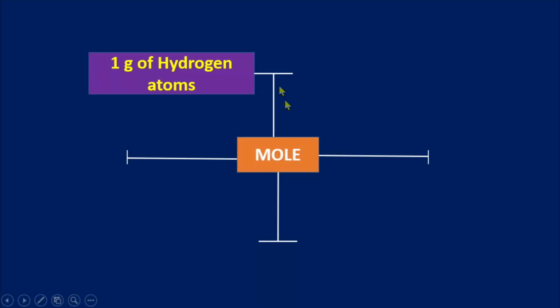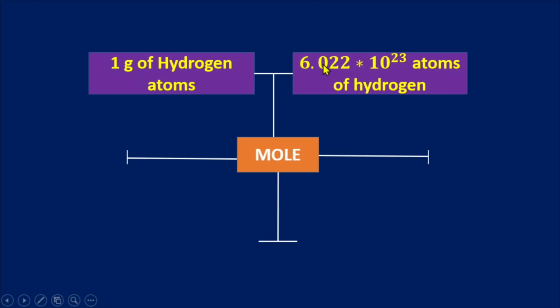1 mole of hydrogen atoms is equal to 1 gram, which is equal to 6.022 into 10 to the power of 23 atoms of hydrogen, which means 1 gram of hydrogen atoms consists of 6.022 into 10 power 23 atoms. Okay children, in 1 gram of hydrogen atom, I am taking only atom children, not molecule of hydrogen. 1 gram of hydrogen atom consists of 6.022 into 10 power 23 atoms of hydrogen.